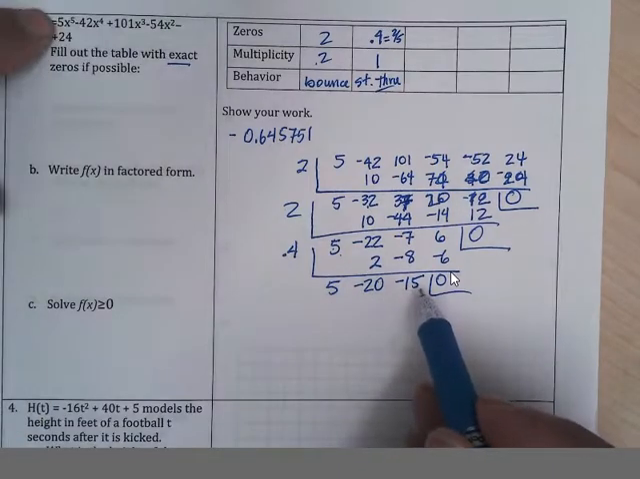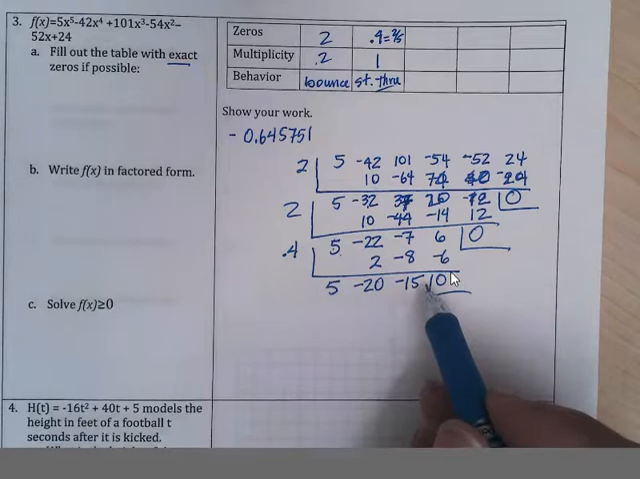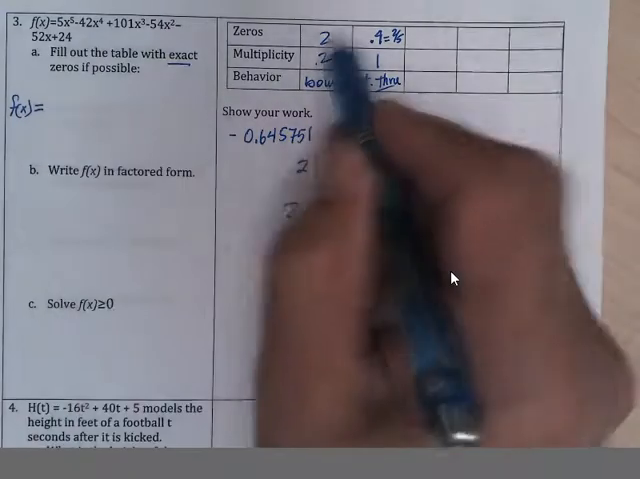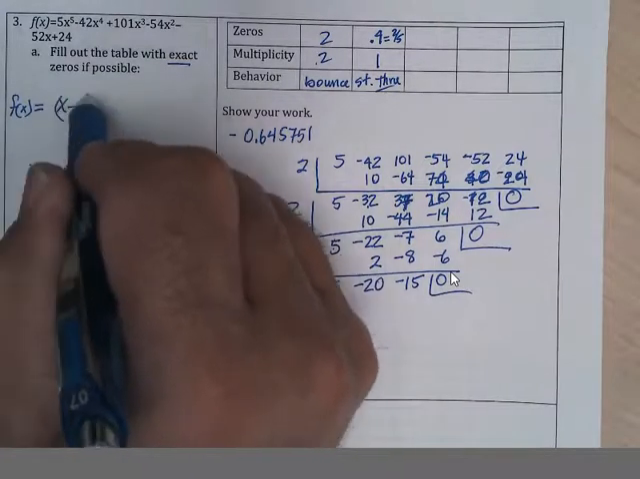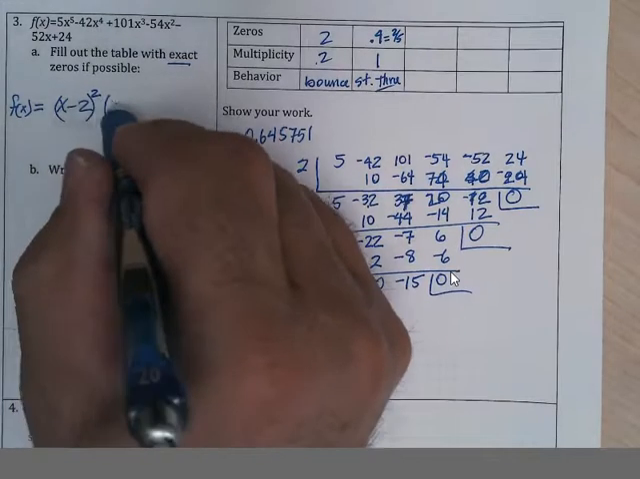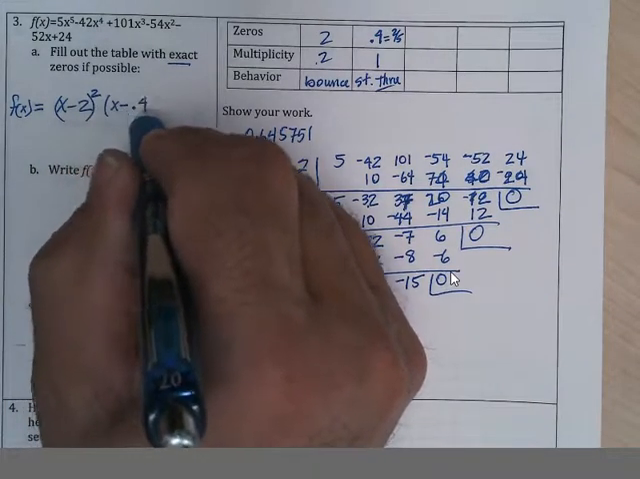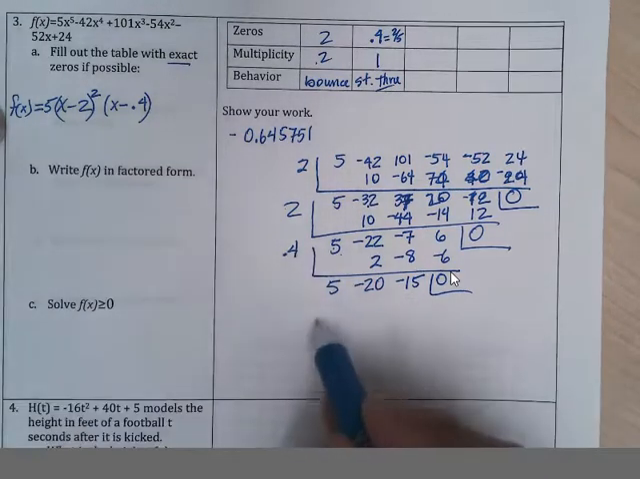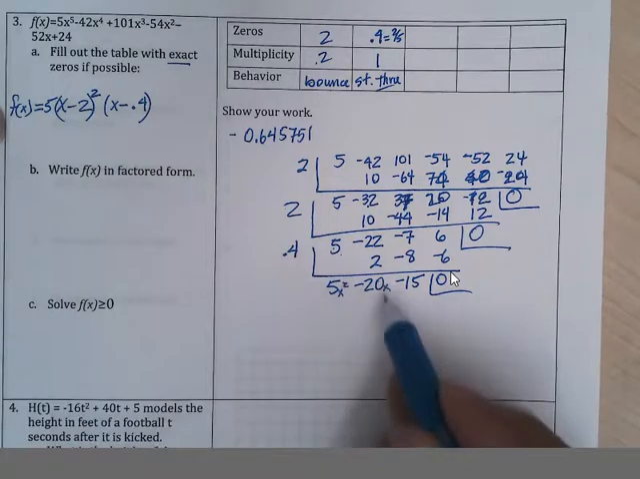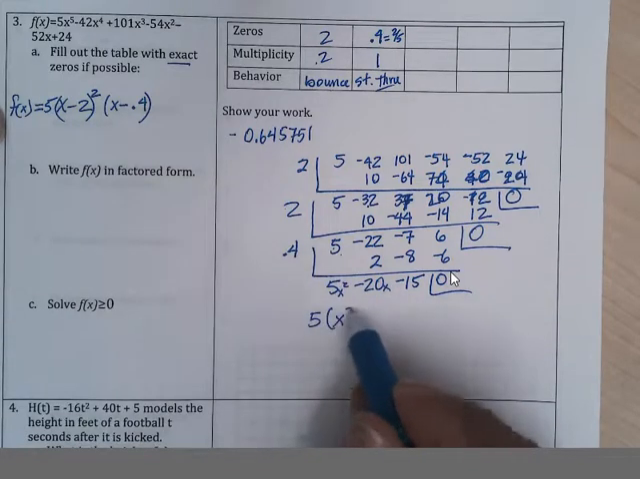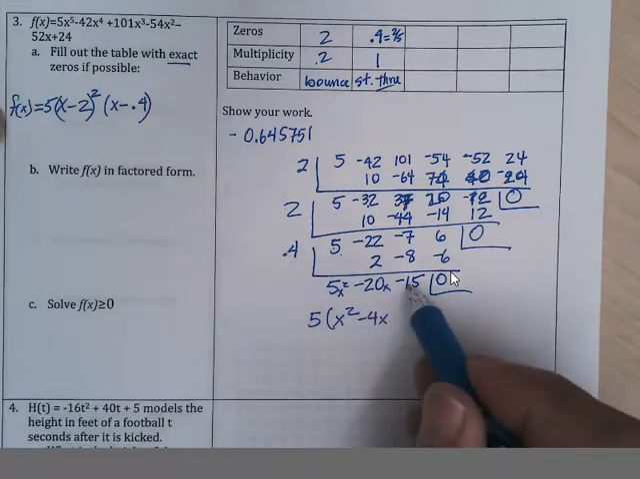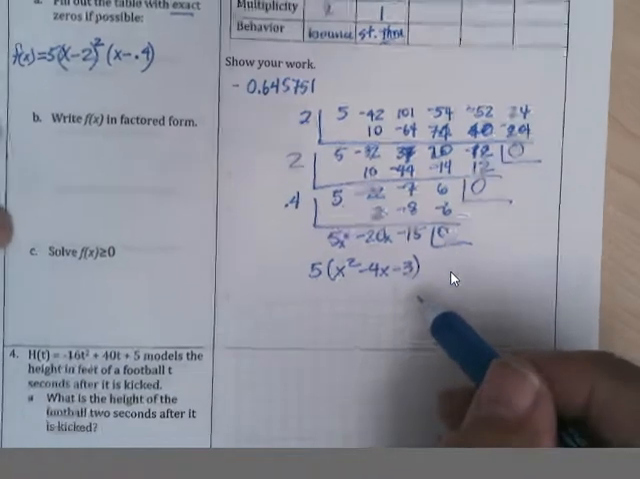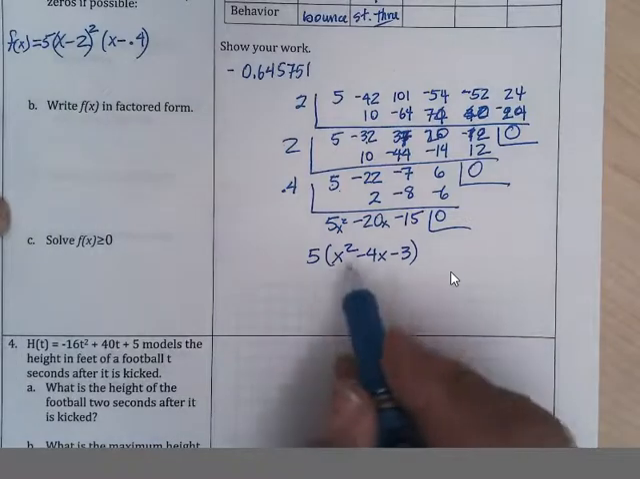I see there's a 5 here, so on my factoring, so far what I know is f of x, or y, equals x minus 2 twice, x minus 0.4 once, and if I factor out a 5 out of this, I get x squared minus 20x, so if I take a 5 out, I have x squared minus 4x minus 3, and so I'll do the quadratic formula on this.